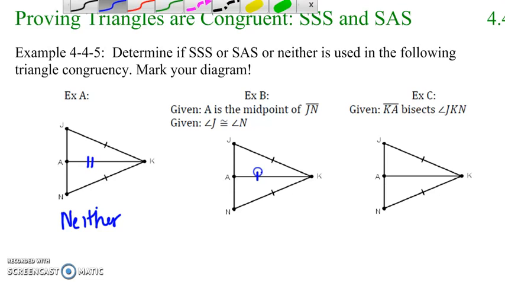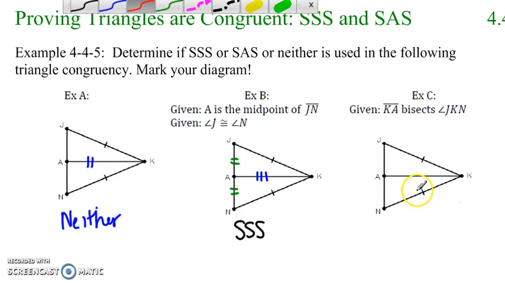On this one, we can mark this, and it says A is the midpoint of JN. So if A is the midpoint, then we know this is congruent to this, and then I'm going to go ahead and mark that with a 3rd. There we go. So we have all 3 sides. So that means we can use side, side, side.